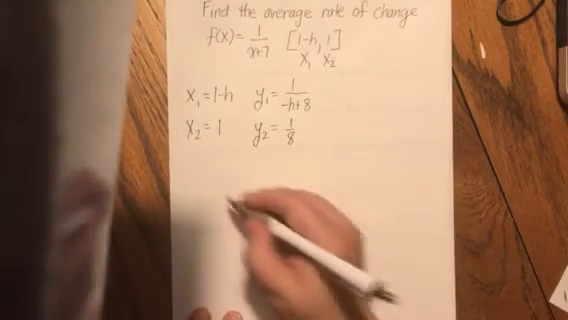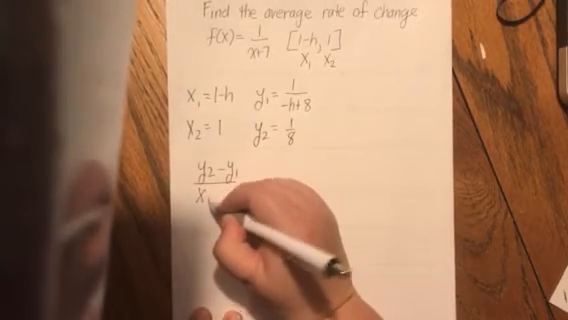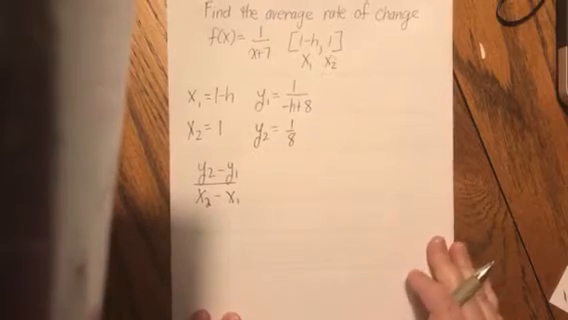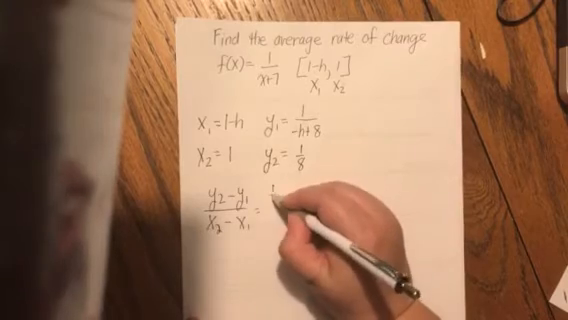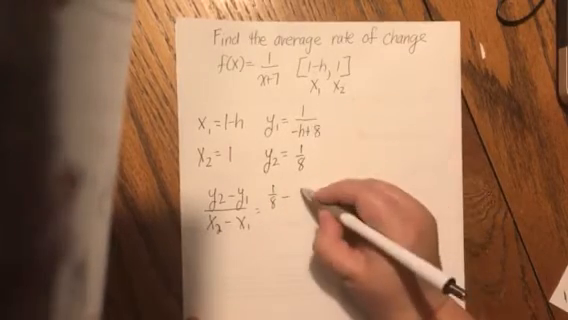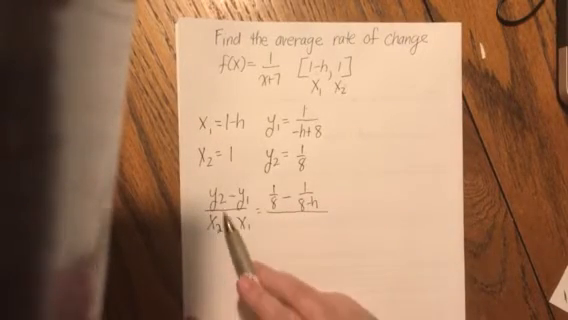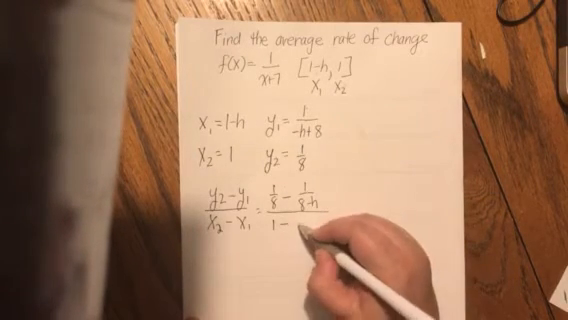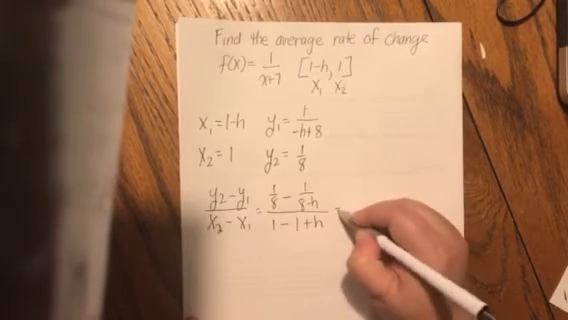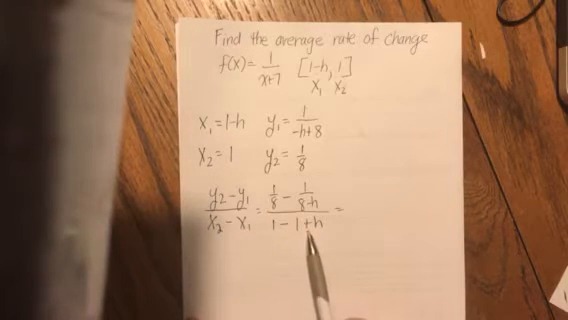Then my next step is to find the change in my y's over the change in my x's. So I take my y2 minus my y1 over my x2 minus my x1. Now this becomes a plus because I'm subtracting 1 and I'm subtracting negative h, so I got to make sure that I distribute that negative, and that double negative would make it a positive.